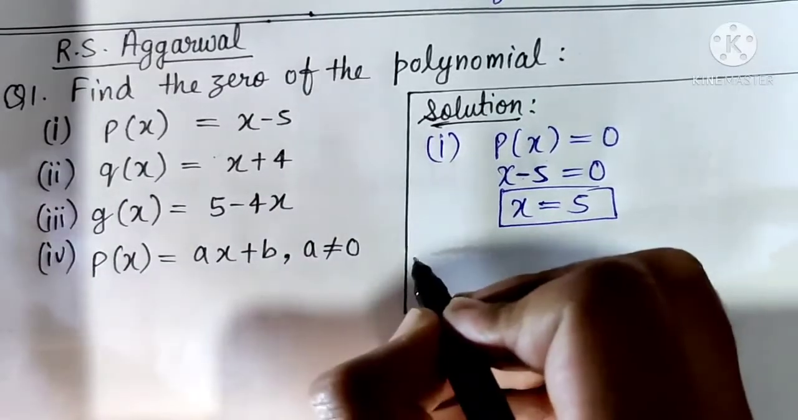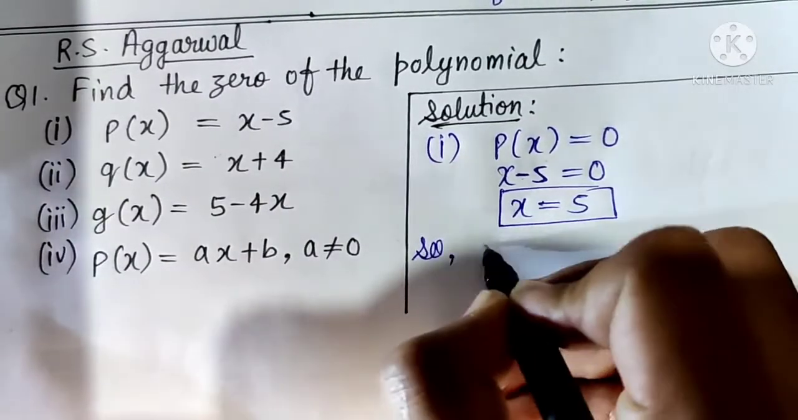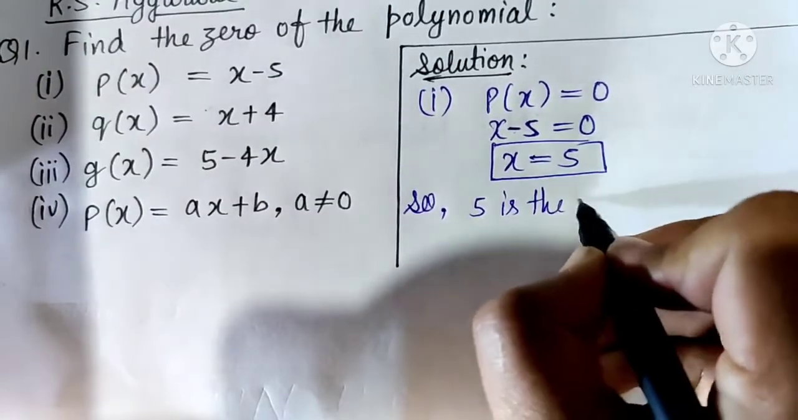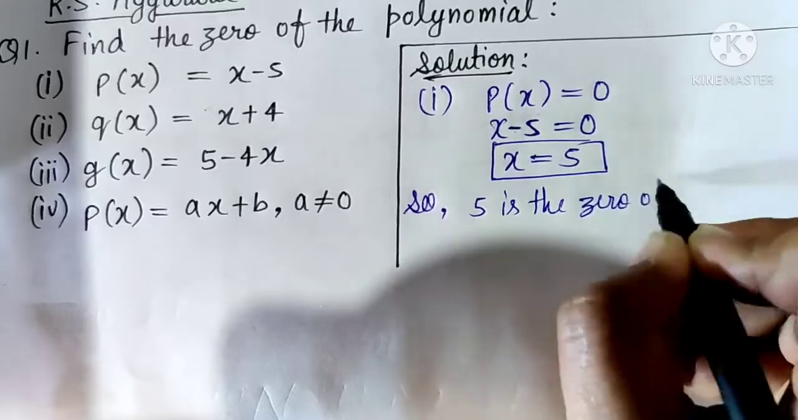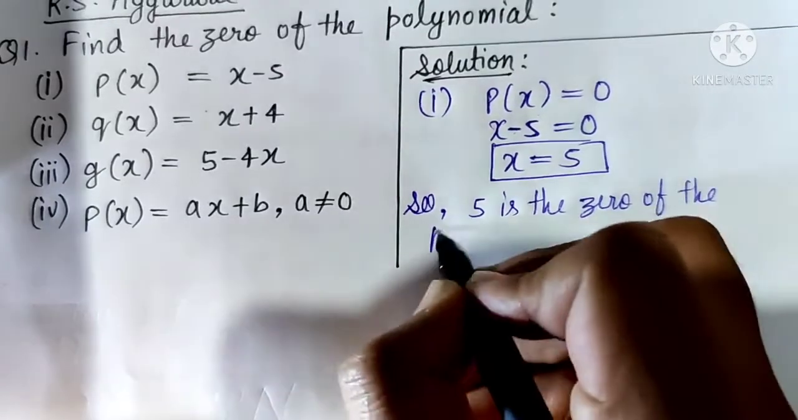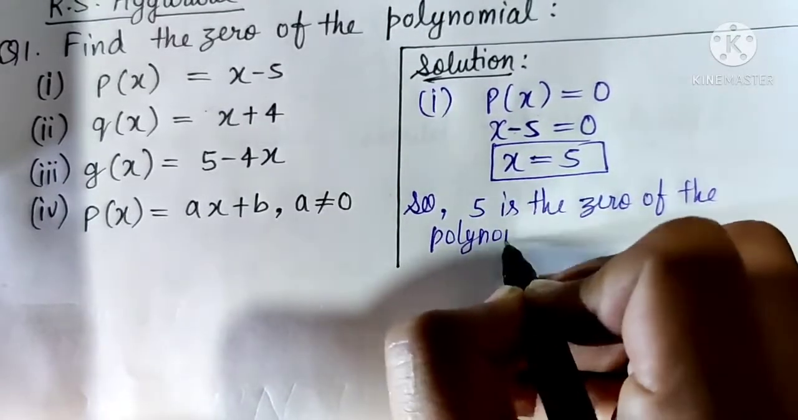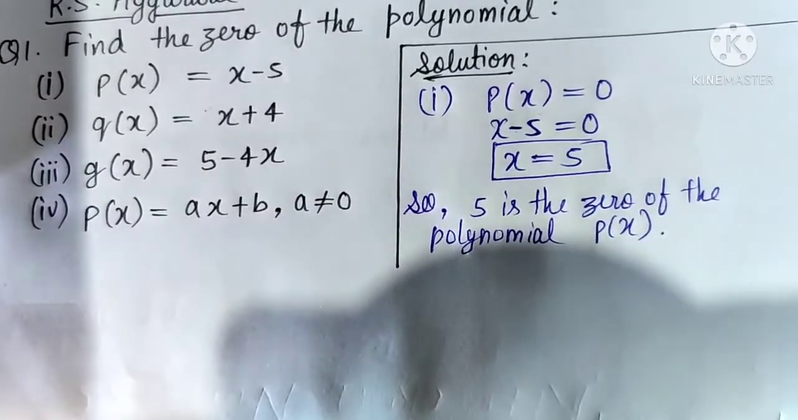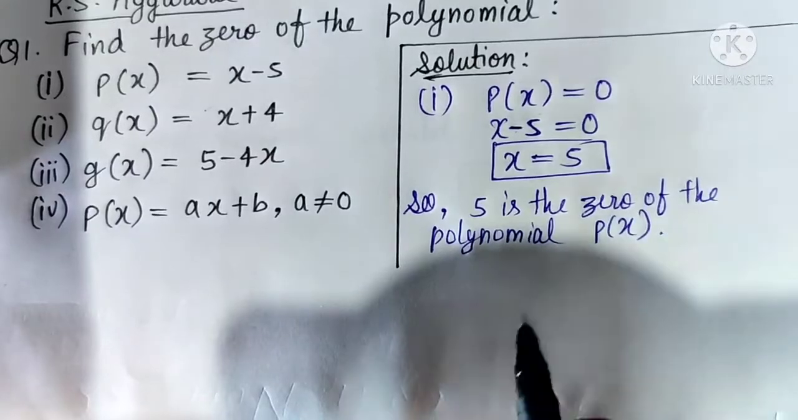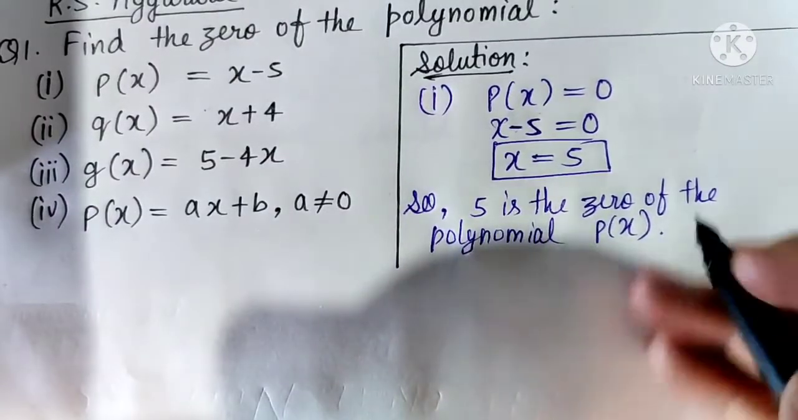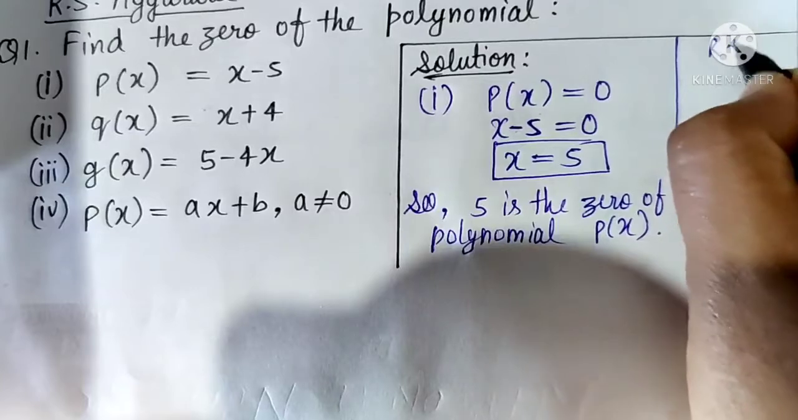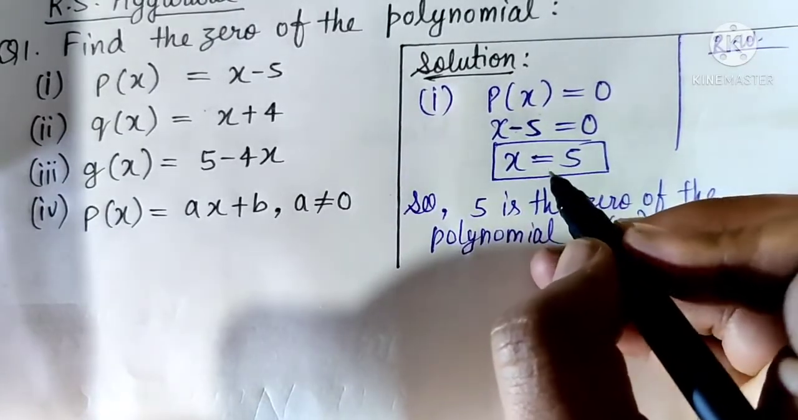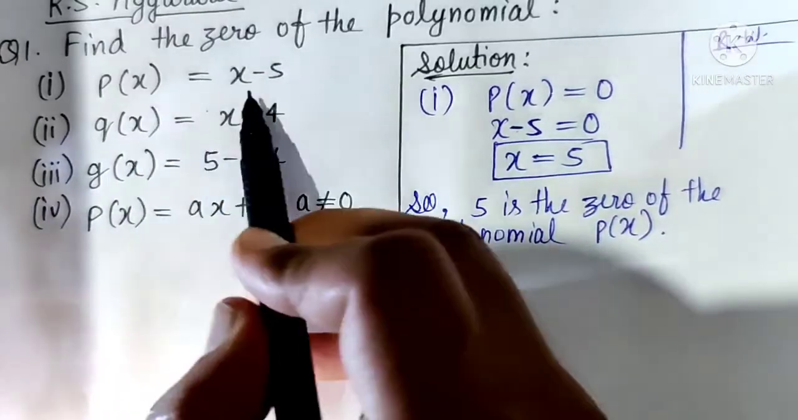So we can say 5 is the 0 of the polynomial p(x). Now maybe some students are having doubt: sir, why are we saying 5 is the 0 of the polynomial? So you can just check in rough work. If I put 5 in place of x, what will come? 0 only. Just see, p(x) equals x minus 5 now.